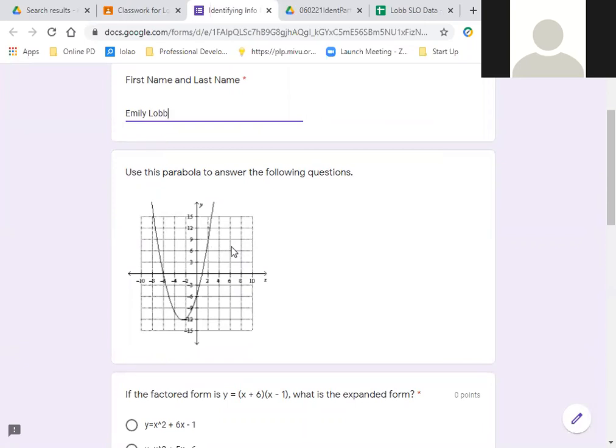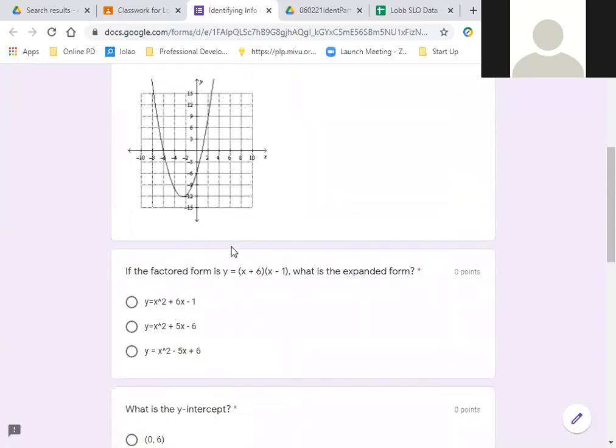It says use this parabola to answer the following questions. If the factored form is this, what is the expanded form? Well, we have to use FOIL, right? So first term, x times x. Yep, x squared. Outer, x times -1.